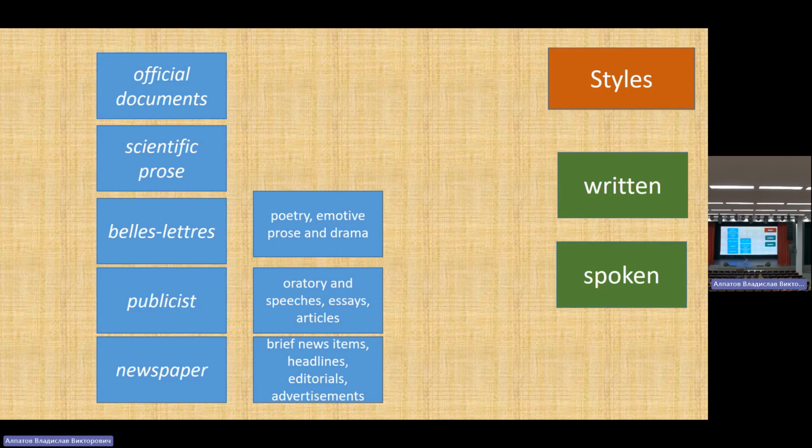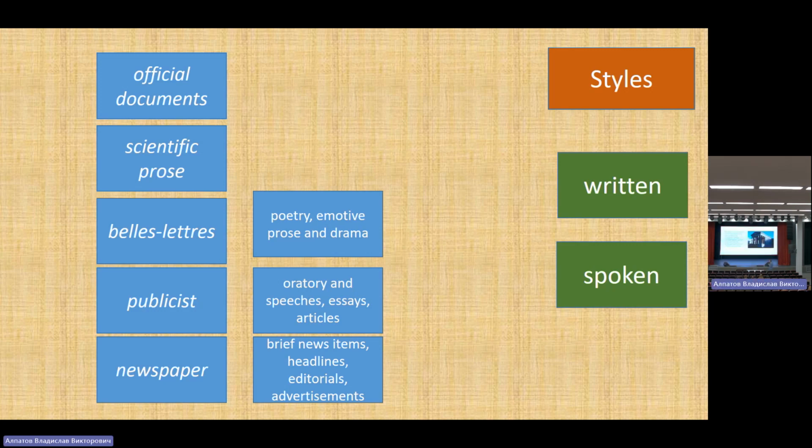The newspaper style. So it includes brief news items, headlines, editorials, and advertisements. Well, this style is more often than others broken into several subcategories by other scholars. And also we see here the styles have two modes of existence. They are written and spoken. Very vividly, we can see it on the example of the publicist style. But otherwise, all the other styles look more like they are written styles.